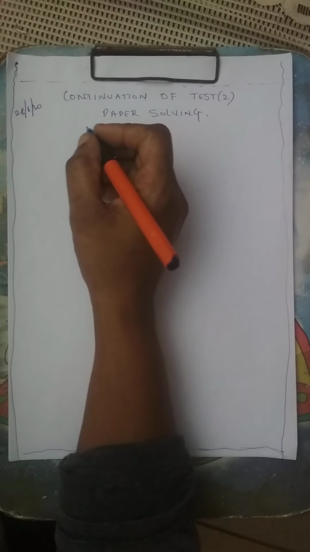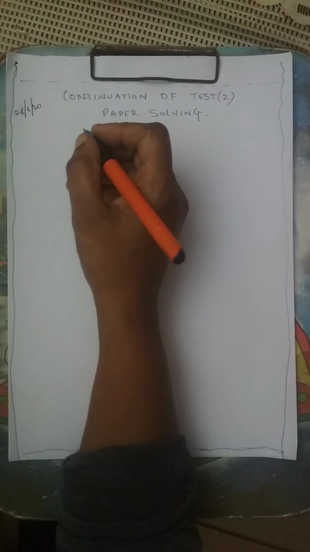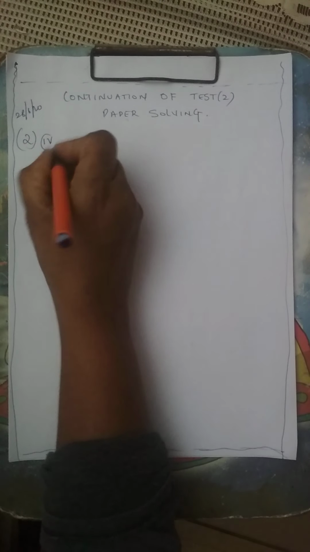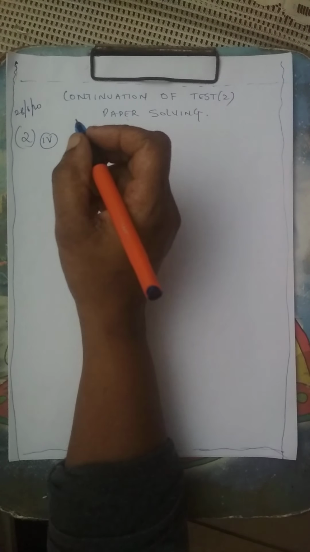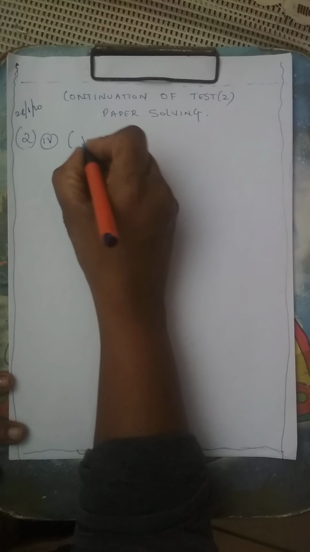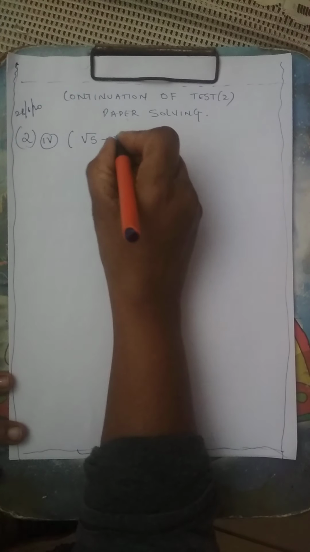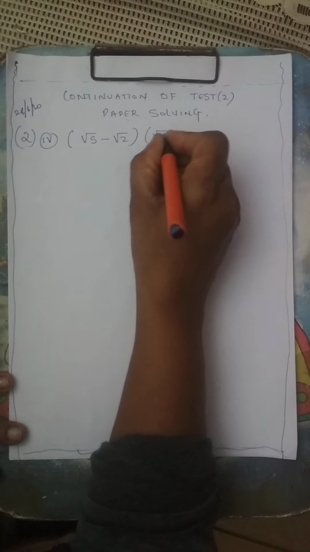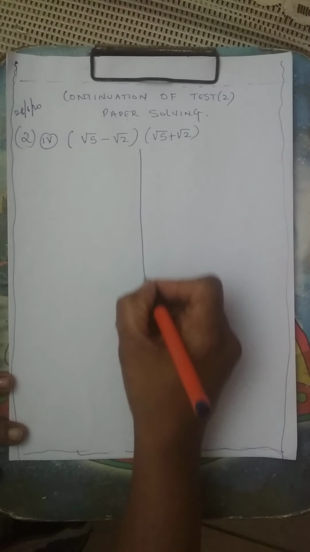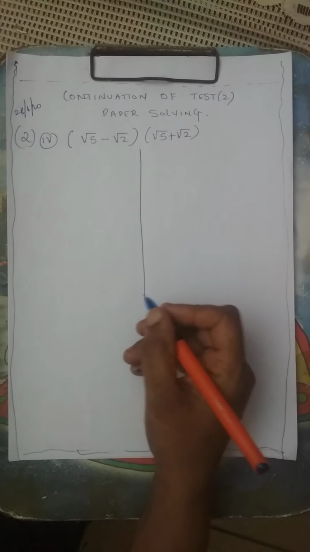Now I am continuing with question 2, 4. As I finished all the other identities, the last identity for today is root 5 minus root 2, root 5 plus root 2. As I do more examples, we'll be able to solve better.